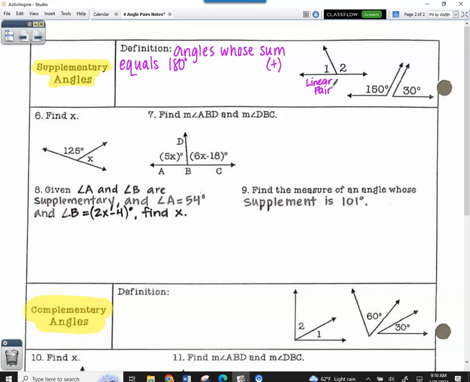Okay? Let's practice. You try 6 and 7 right now. You're using the same approach as we just did on the last section on front. Try 6 and 7.